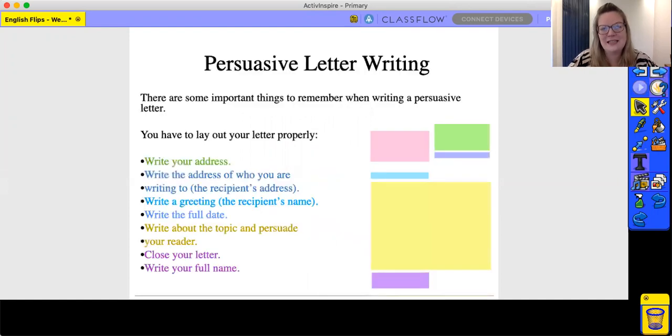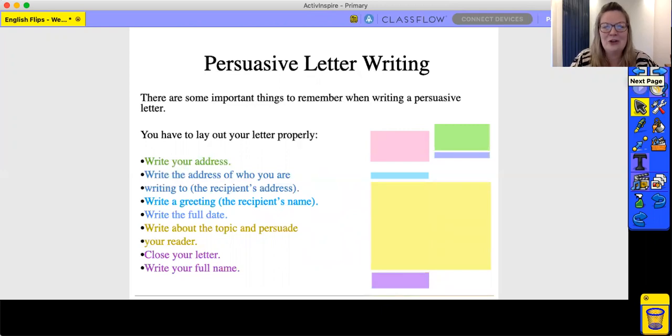So the first thing, there are some really important things to remember when writing a persuasive letter or any letter. But in this instance, you have to have your own address, the address of the person you're writing to, a greeting, the full date, some information about the topic to persuade your reader, and then closing the letter with your full name. So you can see the generic layout. I've colour coordinated it. This isn't something you would normally do in a letter, but I thought it would make it a little bit easier for us to work together.